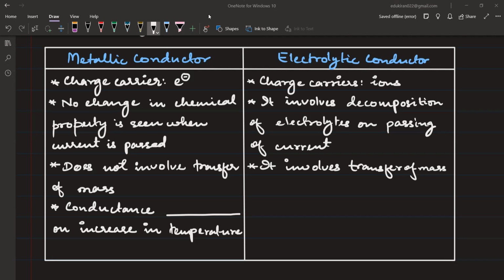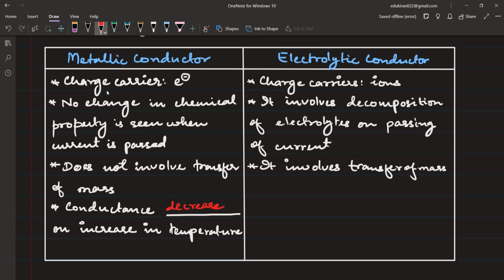Rifat, your voice did not come through. Send it in the chat, Rifat. Decreases. Decreases. Okay. What about you guys, Hanifa and Nawal? Yes, Hanifa. Decreases. Correct. The conductance decreases here.